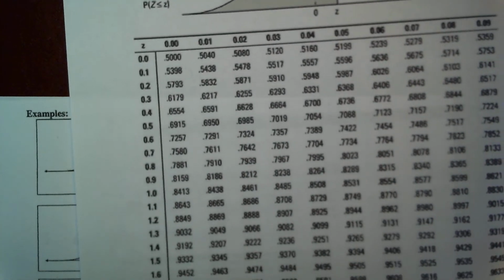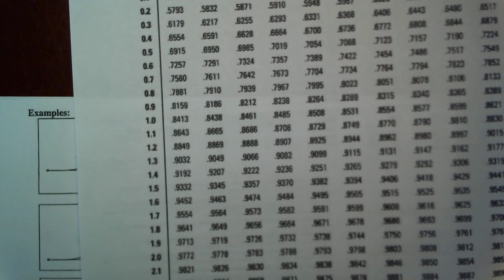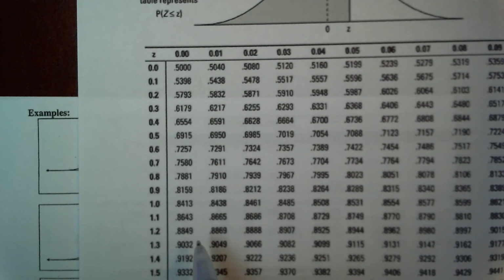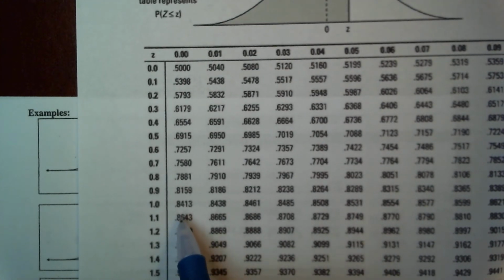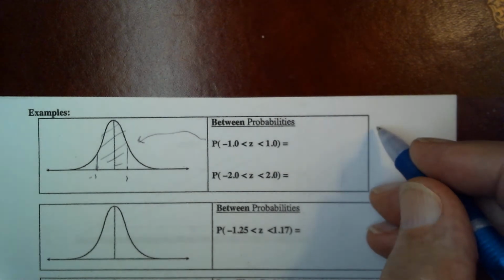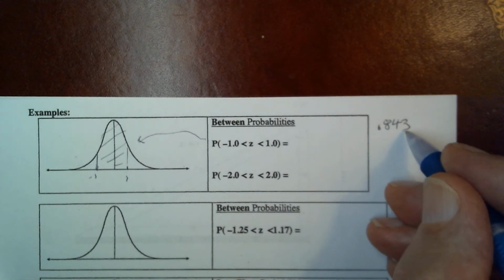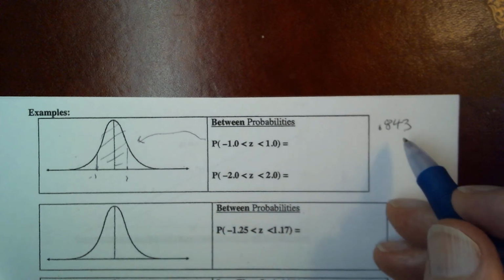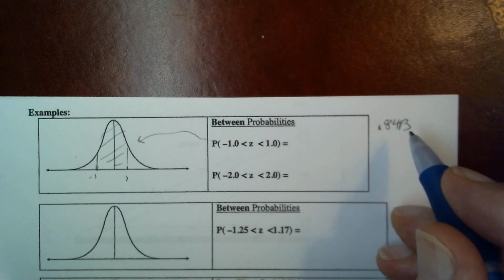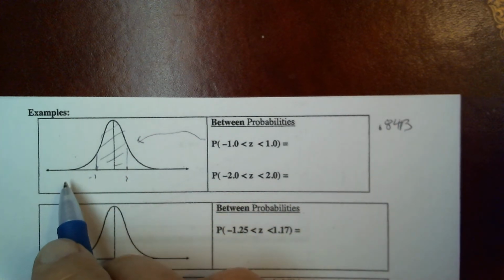So the z-score of 1 is equal to 0.8413. That is the area to the left of 1.